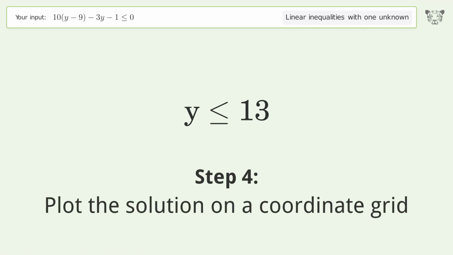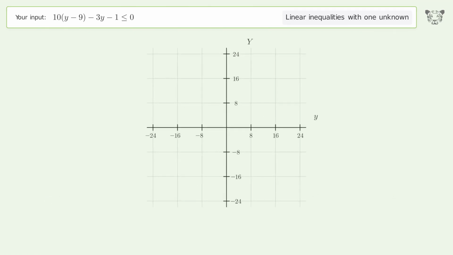Plot the solution on a coordinate grid. And so the final result is y equal or smaller than 13.